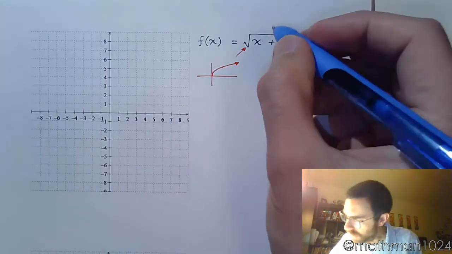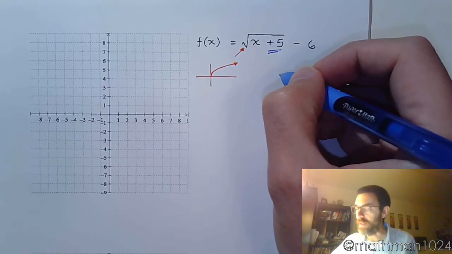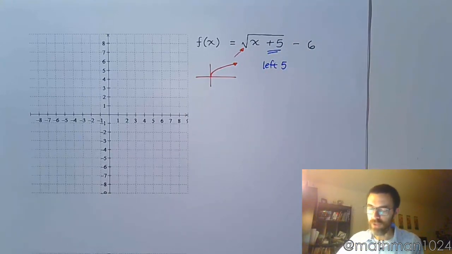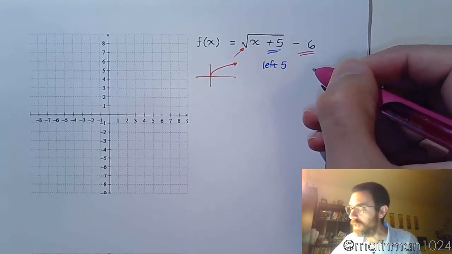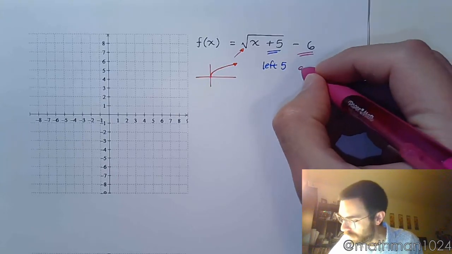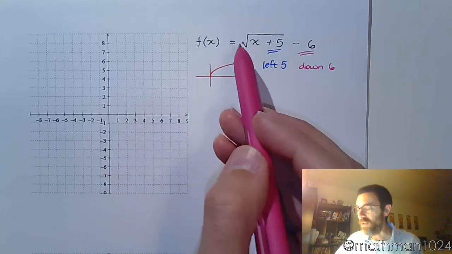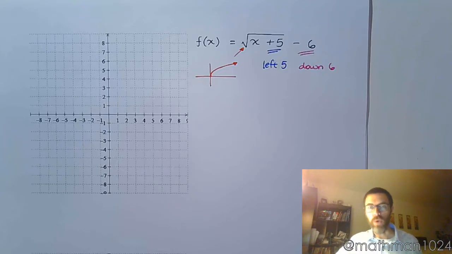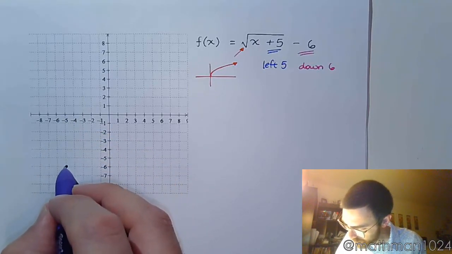Looking at what I have on the inside here, I see a plus 5 on the inside, so I do the opposite of that. That means I'm going to go to the left 5 units, and then I've got a minus 6 right here, so that's on the outside. I do a vertical shift, exactly what I see, and that means I'm going to go down 6. You'll notice there's nothing in front of the square root, so there's no stretch, there's no compression. It's just going to be our normal square root shape, just in a new location. So we go to the left 5 and down 6, and that's where we're going to start.